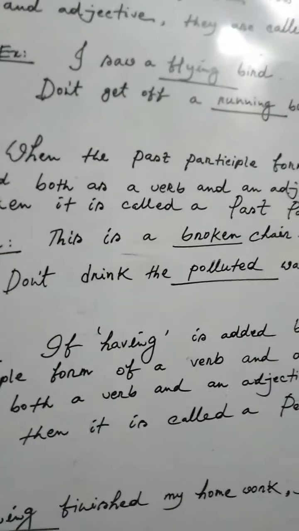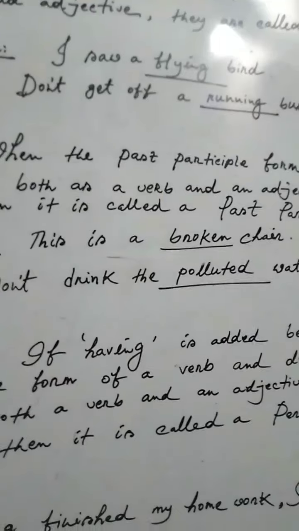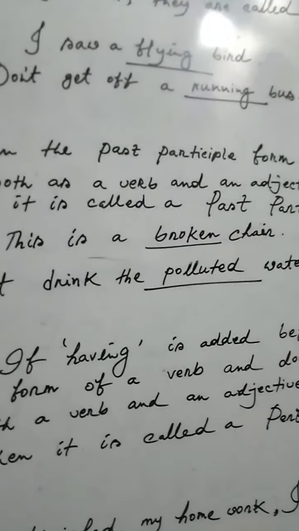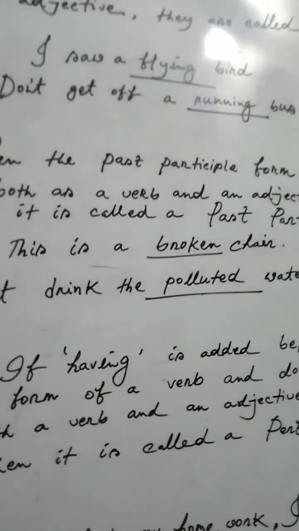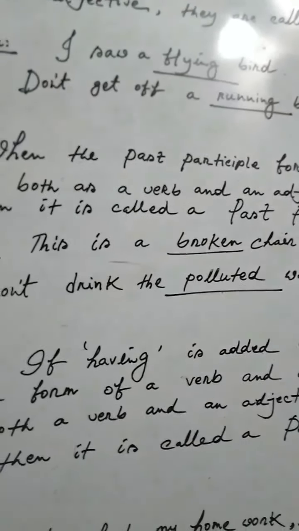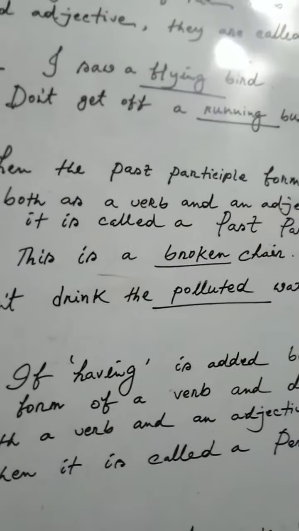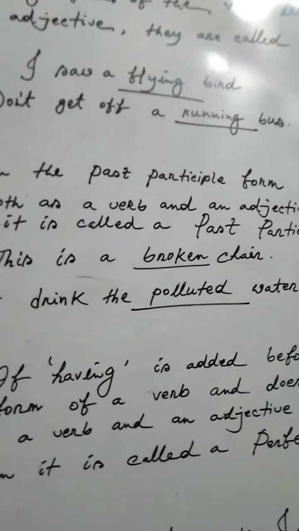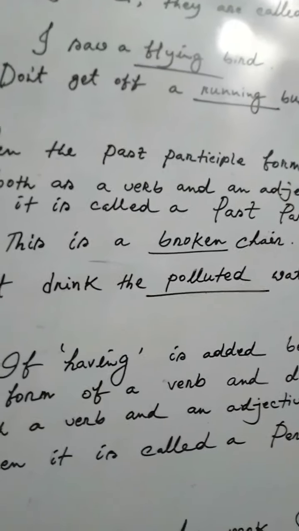Just for example, this is a broken chair. You know, broken is the past participle form of break, but here broken is used as an adjective in this sentence. That's why in this is a broken chair, broken is a past participle.